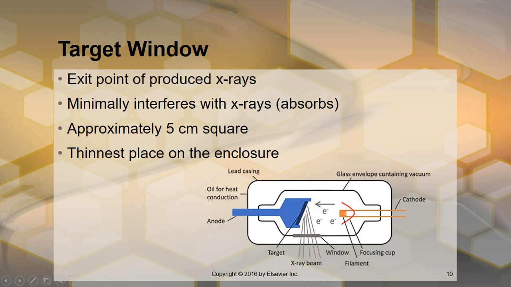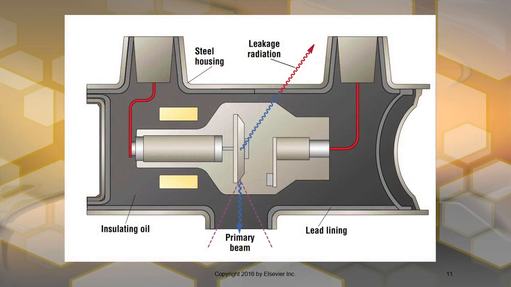And I've already talked about it as about 5 centimeters square. This is just another way to look at it. This is probably closer to the way it actually works. This is where those cables come in, and it keeps this leakage from coming out. Therefore, if something is broken in here, those X-rays can come out of there. So it's always checked. Here's our oil, here's the lead lining, and then here's our primary beam.